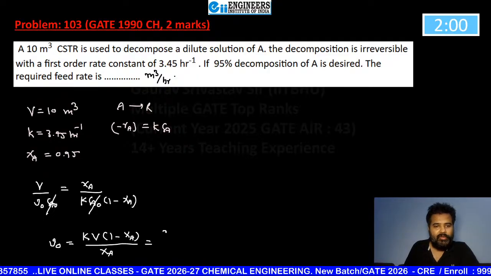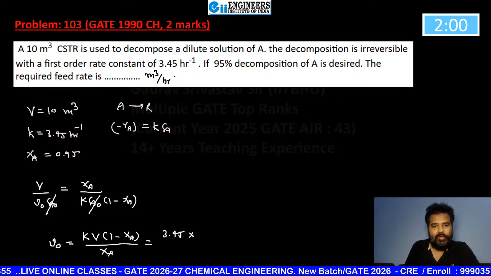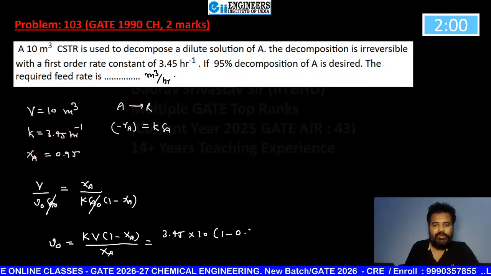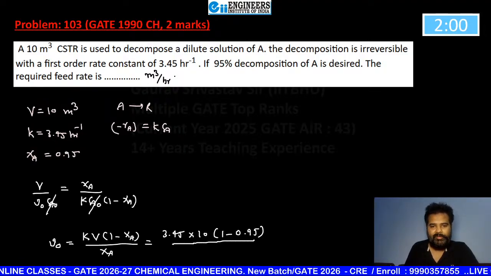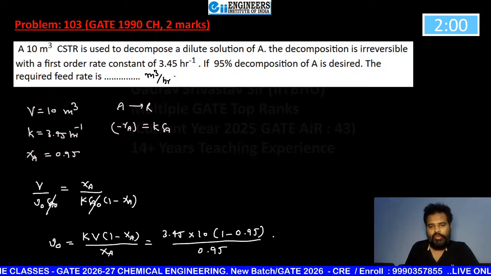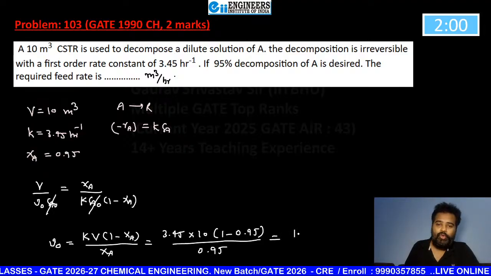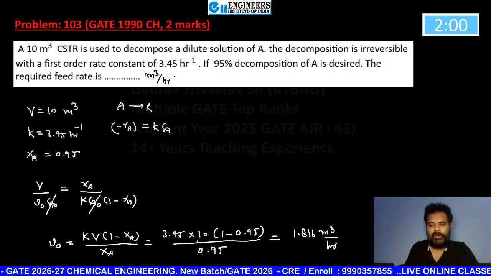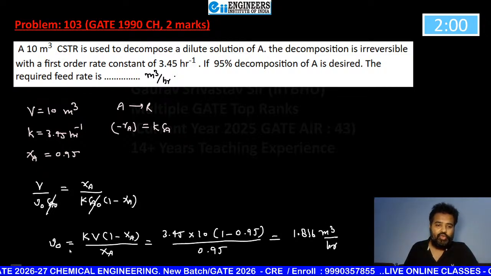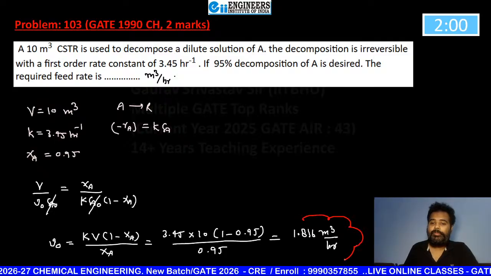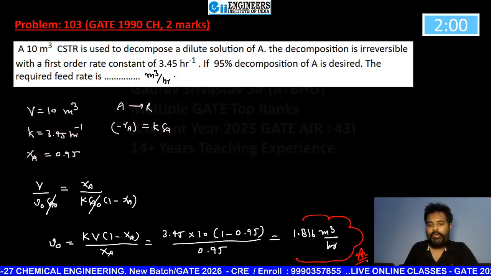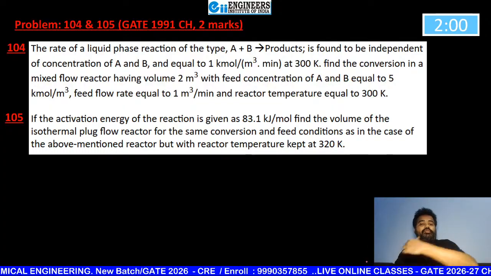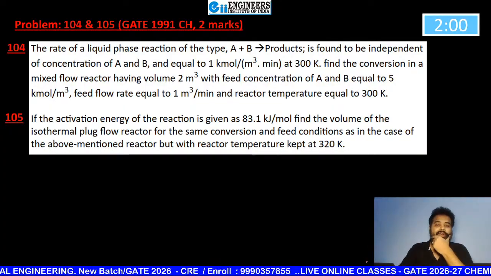What is the value of K? 3.45. What is the volume? It's 10 meter cube. And how much conversion is required? 95%, so 0.95 Xa. After solving it directly, you will get 1.816 meter cube per hour. After cancelling the unit, you will get it, because you used meter cube for volume. Okay, all clear? Now question number 104 and 105 is a very good question here.